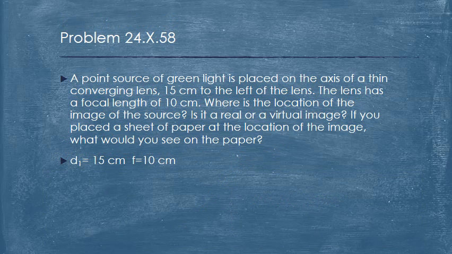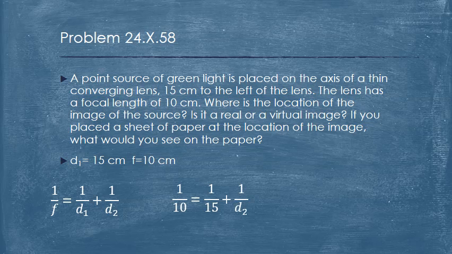Now you can also draw ray diagrams or you can calculate the value. So in this problem you have a converging lens in which an object is 15 centimeters away from the lens. D1 is 15 centimeters, positive. The lens has a focal length of 10 centimeters. They want to know where is the image located. It says where is the location image of the source. So we got to find D2. So we apply the thin lens equation, put in F and put in D1, and solve for D2. You should get 30 centimeters.